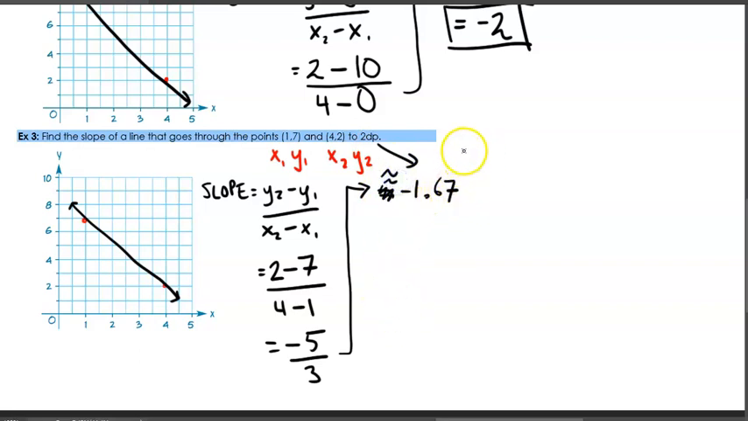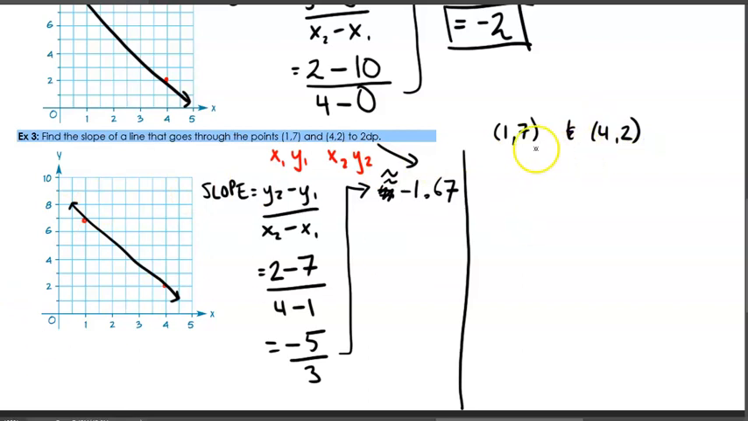All right, let's look at a scenario now where we change these labels and we call this one x2 y2 and this one x1 y1. So I'll put those numbers up the top here. So we've got 1, 7, and we've also got 4 and 2. And in this case, this here is going to be our x2 y2 and this here is going to be our x1 y1. So in this scenario here, I've labeled them differently.